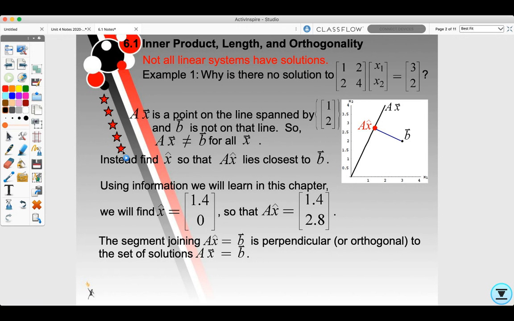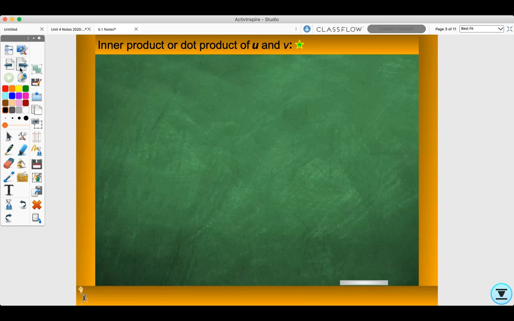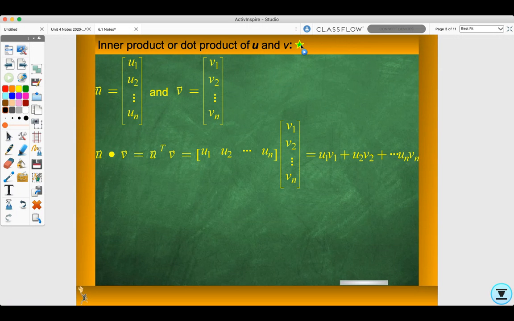We need to develop fundamental ideas of length, orthogonality, and orthogonal projections in this unit. The inner product or dot product of u and v. Here we have vector u and vector v. U dot v, the dot product, is equal to u transpose times v. Note that v dot u equals u dot v.